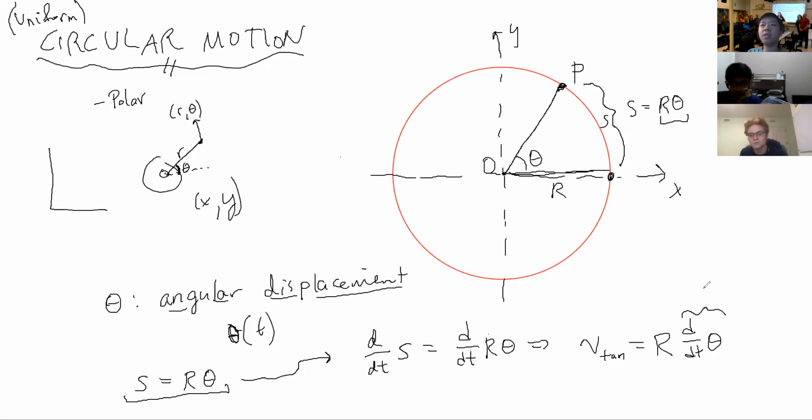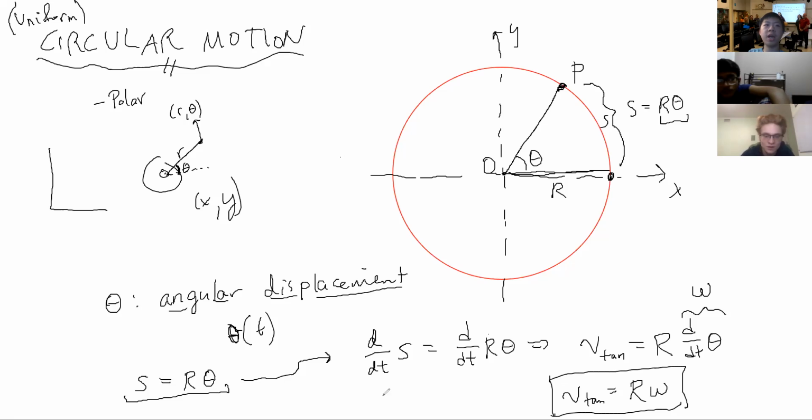Here, this is what we call the angular velocity, and we denote that with an omega. It's not a V, it's a W, omega. So from our distance equation, we can get a velocity equation, which is v tan equals R times omega. So we have two pretty basic equations, and you can make analogs to linear kinematics here already.